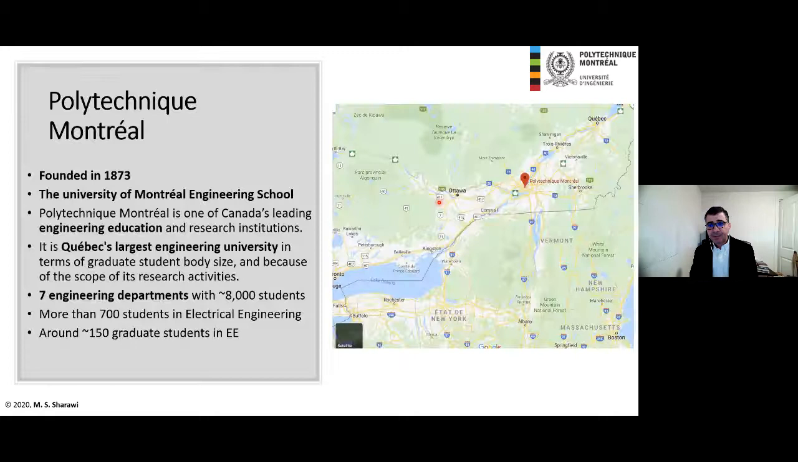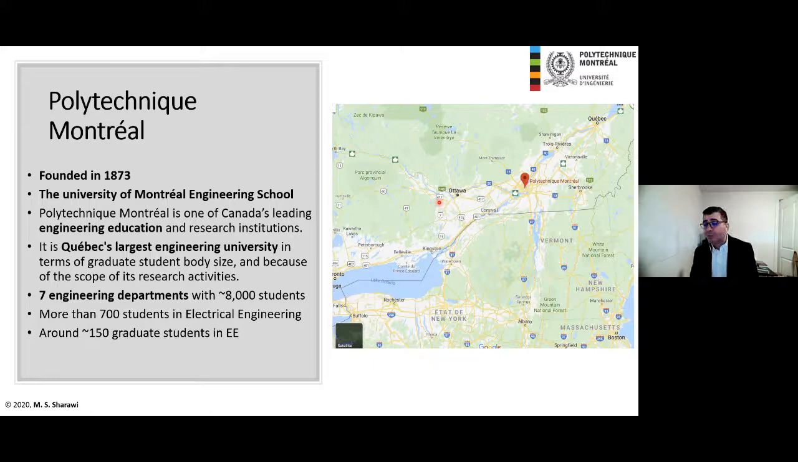So, starting with where is Polytechnique Montreal? As you can see here on a Google map, it's in Quebec, Canada. It was founded in 1873, so it's one of the oldest engineering schools in the province and in Canada as well. Polytechnique Montreal is part of the University of Montreal.